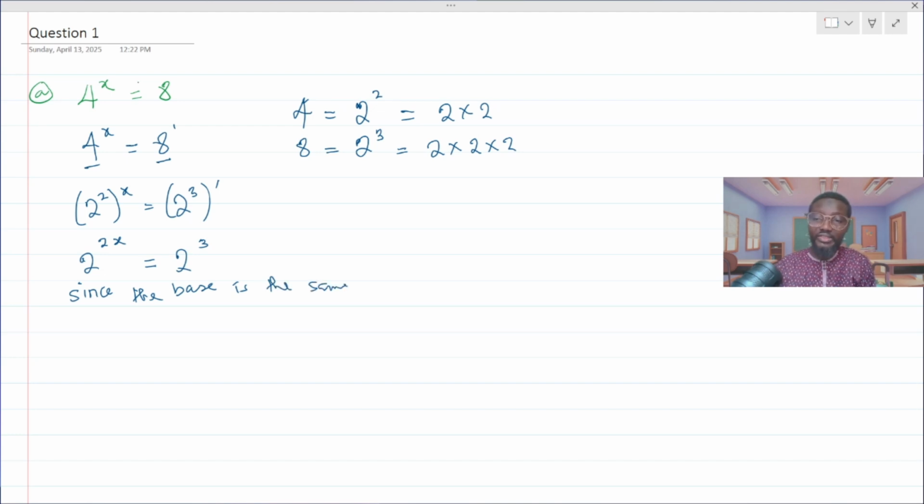So we can equate the powers. What is the power? The power here is 2x, while the power here is 3. Then what are we solving for? We are solving for x. What do we do? You divide both sides by 2. You divide both sides by 2. So 2 cancels 2. Then x becomes, how many 2s can you see in 3? 3 over 2.